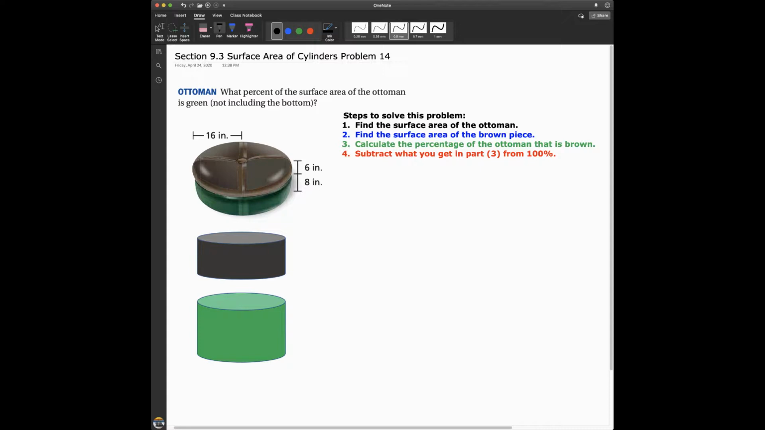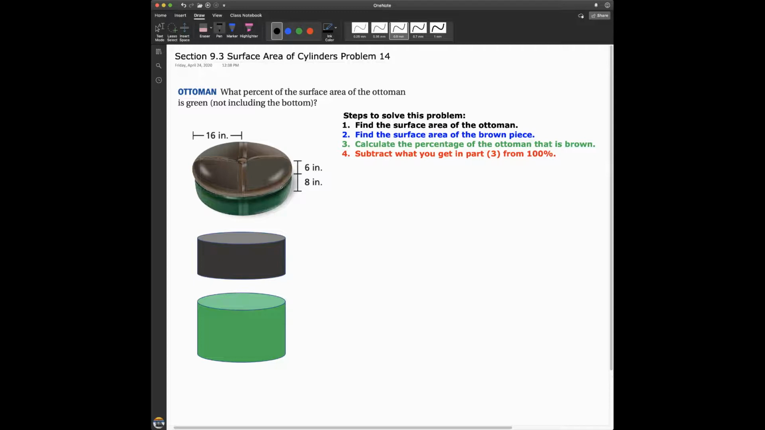All right, everybody. I'm going to look at this problem from section 9.3, surface area of cylinders. It's problem 14. The problem says, what percent of the surface area of the ottoman is green? Okay, so here's our ottoman.